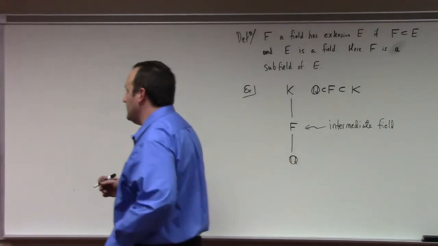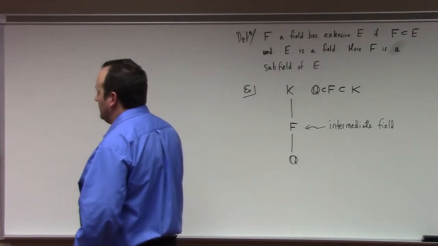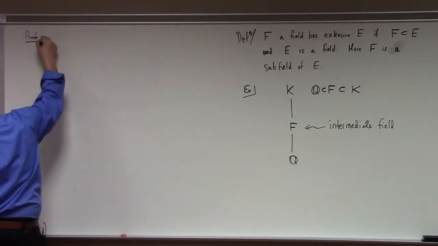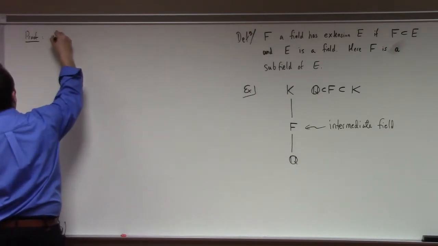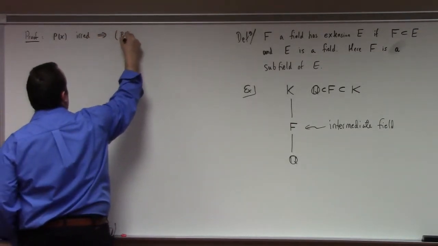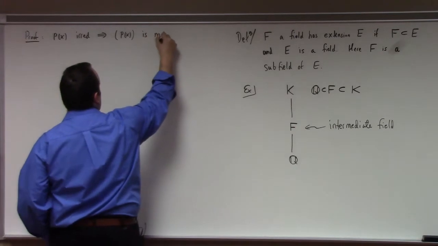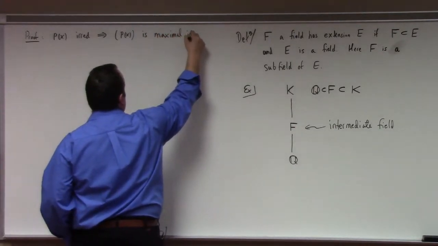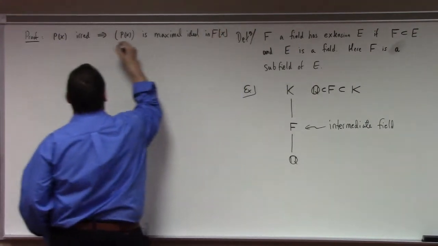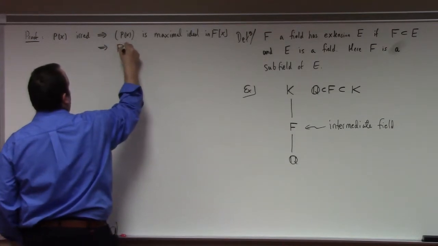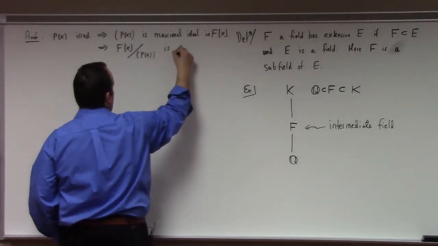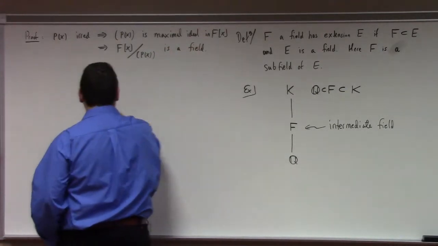First of all, is that a field? Remember that P(x) irreducible implies that the ideal generated by P(x) is a maximal ideal in the polynomials over F, which then says that F[x] mod this maximal ideal is a field.